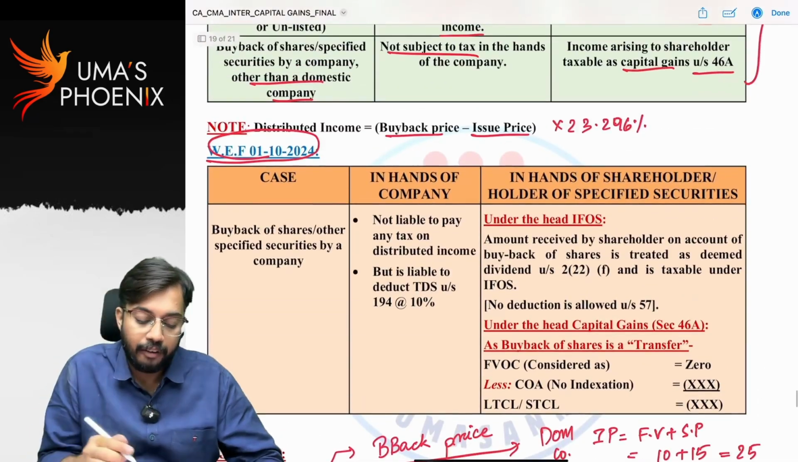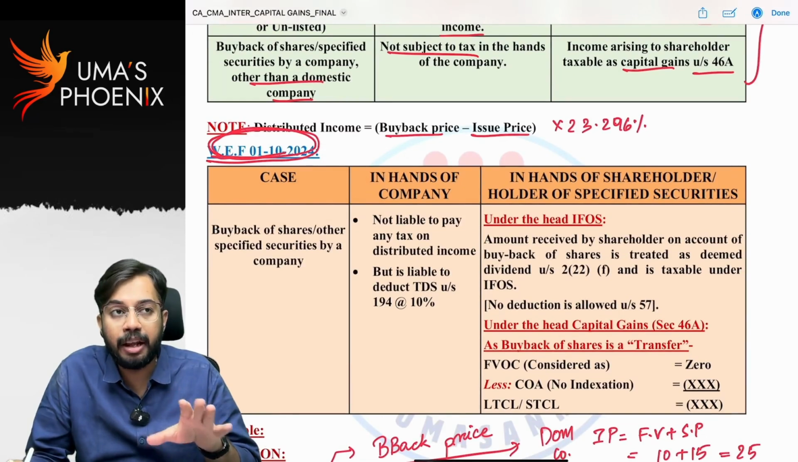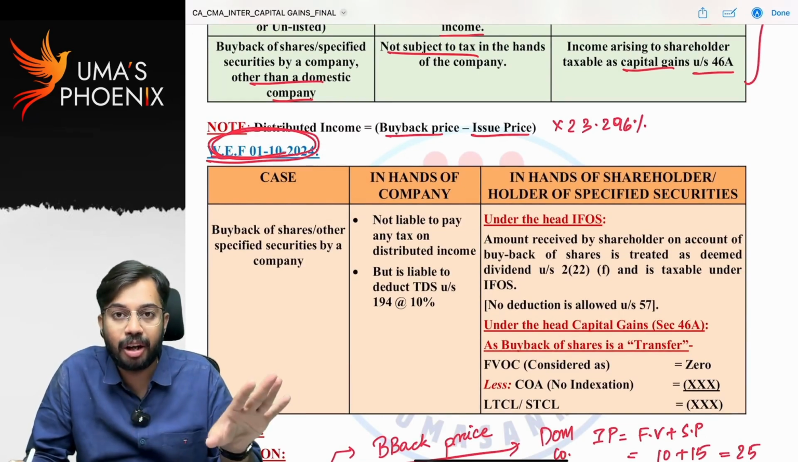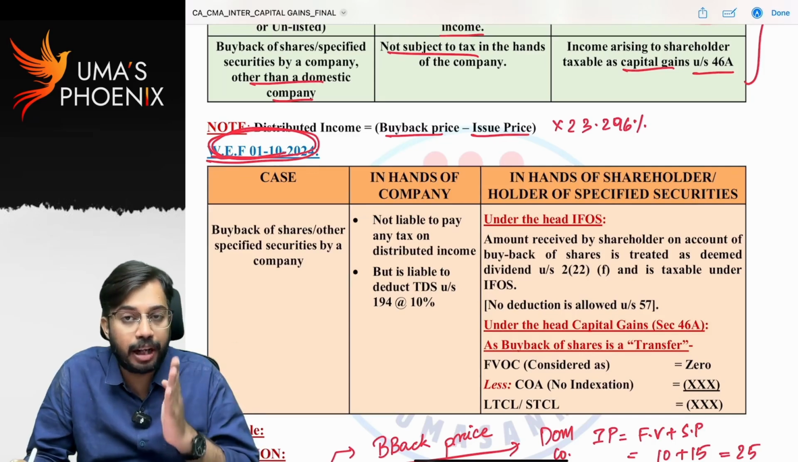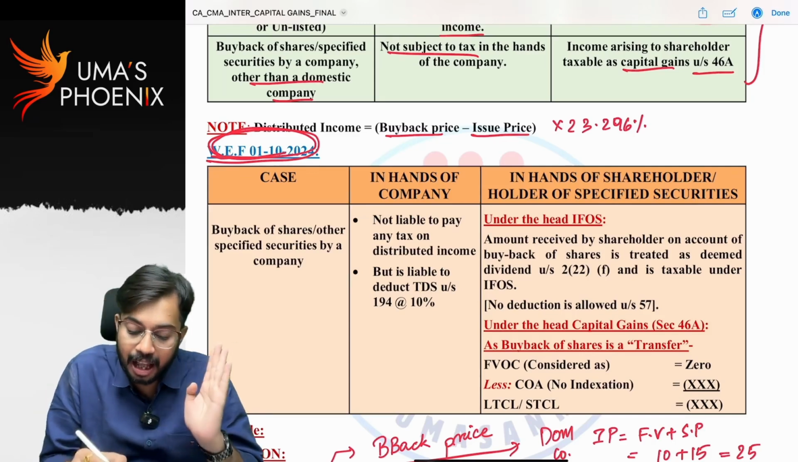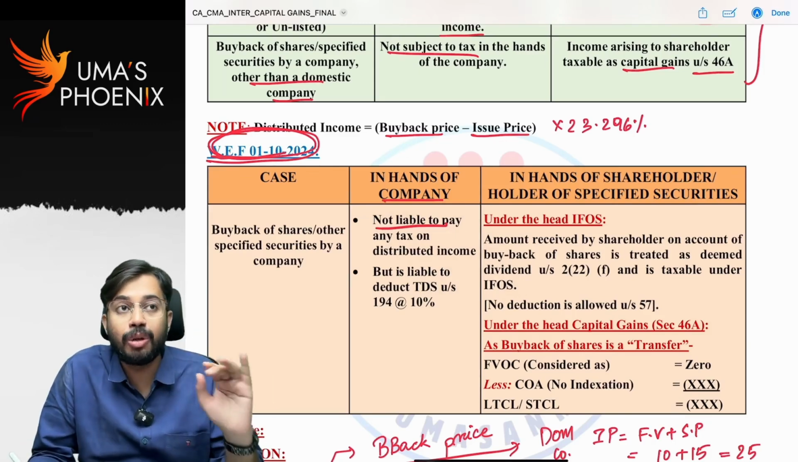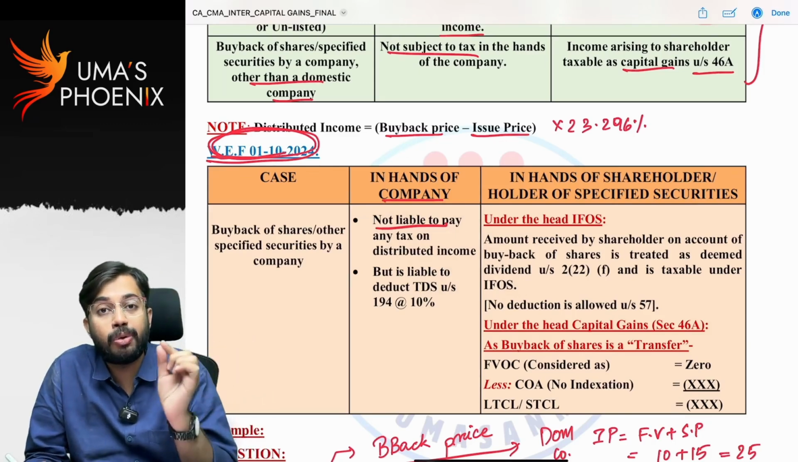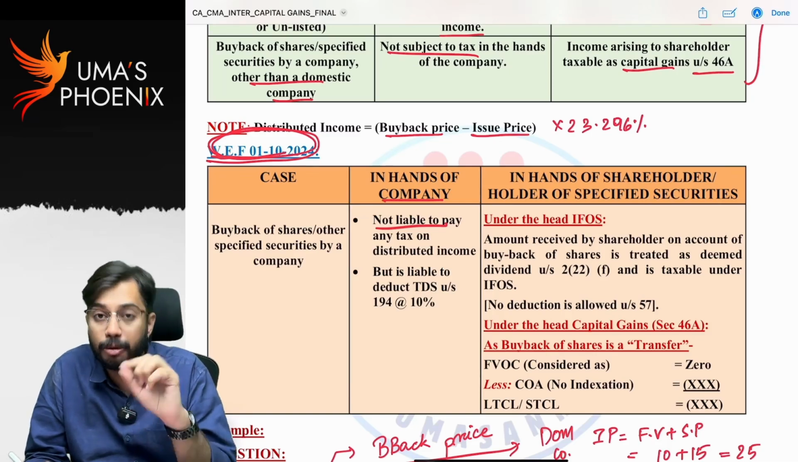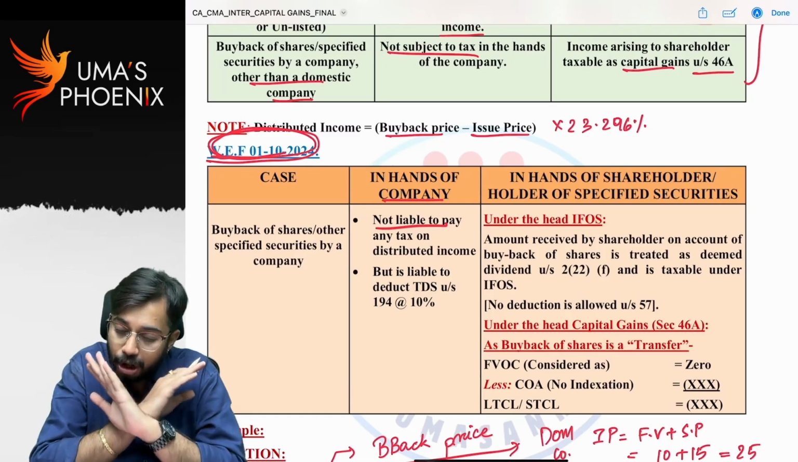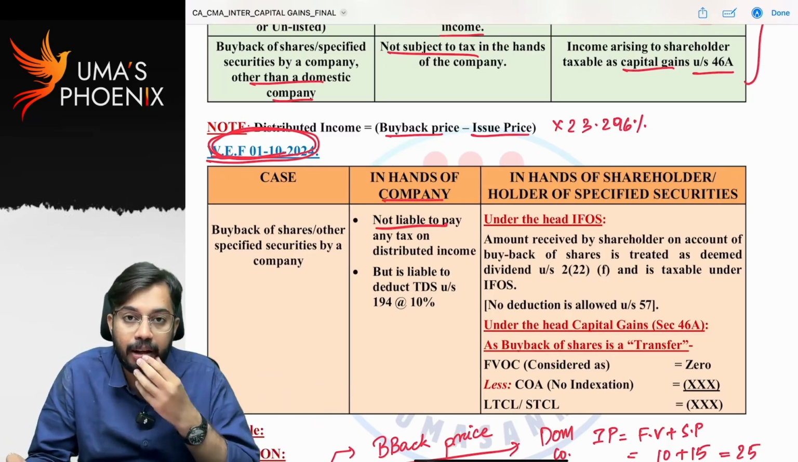Now, with effect from 1st October 2024, the domestic company, foreign company concept is not there. There is only a single tax treatment. From 1st October 24 onwards, the company is not liable to pay any tax. So the old provision of 23.296% tax on distributed income payable by the domestic company is not applicable with effect from 1st October 2024. Are you able to understand?